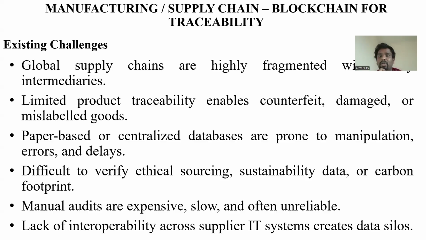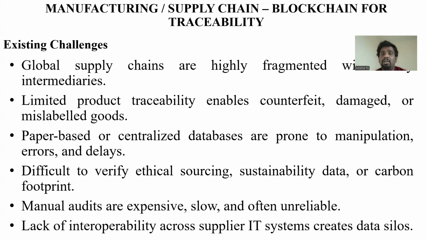For the existing challenges, we know that in today's global supply chains, a product travels through many hands, like factories, transporters, warehouses, distributors, and retailers. Because so many intermediaries are involved, it becomes difficult to track where a product actually came from and what happened to it along its way. Limited traceability means companies struggle to detect fake, damaged, or wrongly labeled items. Many supply chains still depend on paper records or centralized databases, which can be changed or manipulated and often lead to errors and delays.